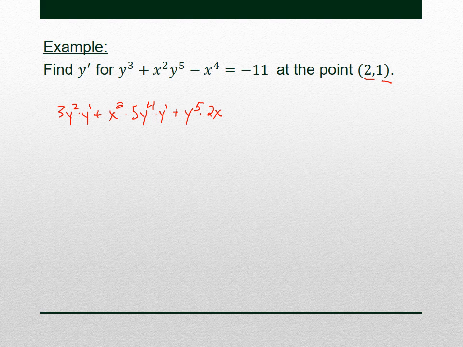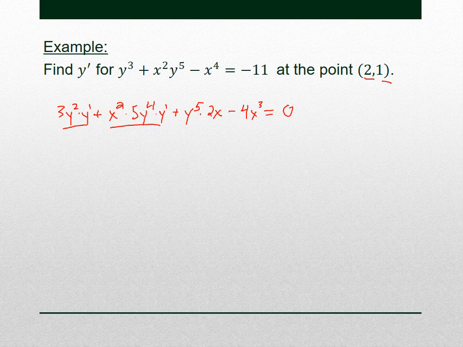And then we'll subtract the derivative of x to the fourth, which is 4x cubed. And the derivative of negative 11 is 0. All right, so again, just like before, this term has a y prime, this term has a y prime, and that's it. So we'll keep those and move everything else over.